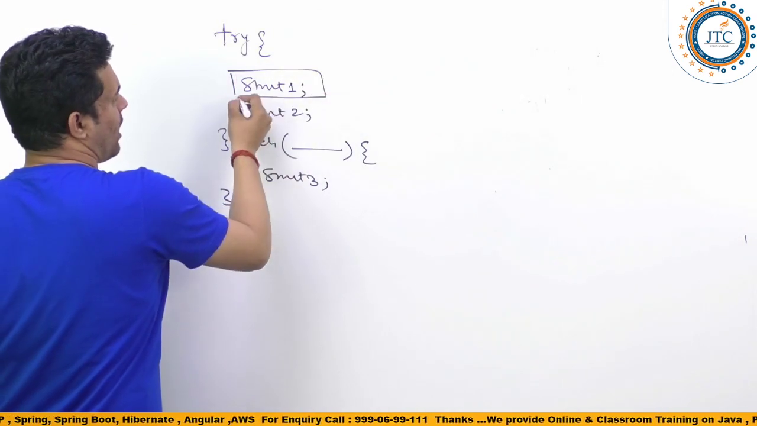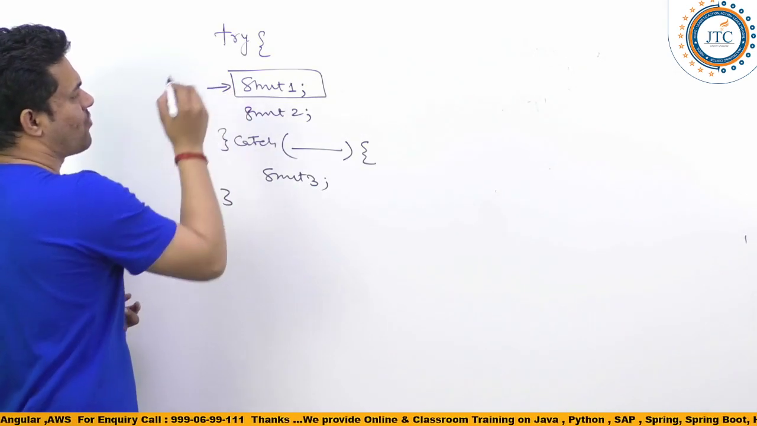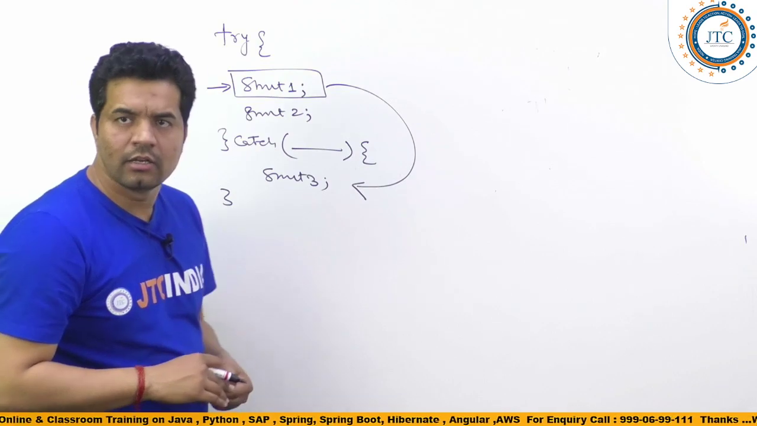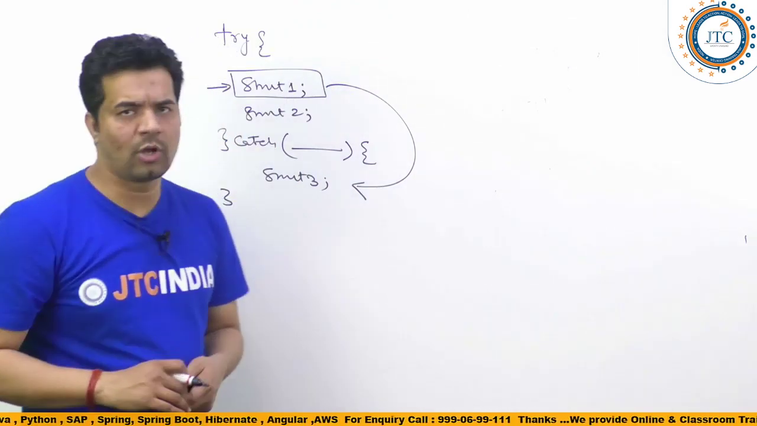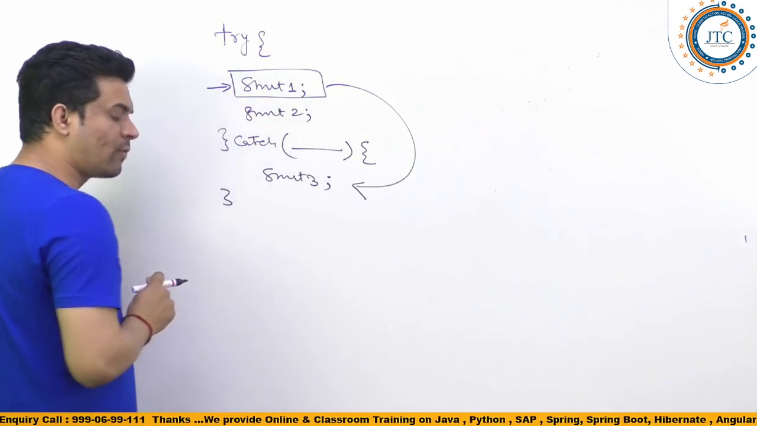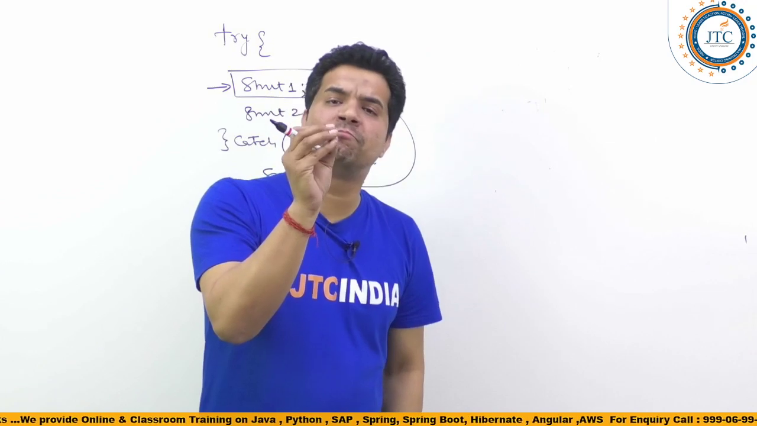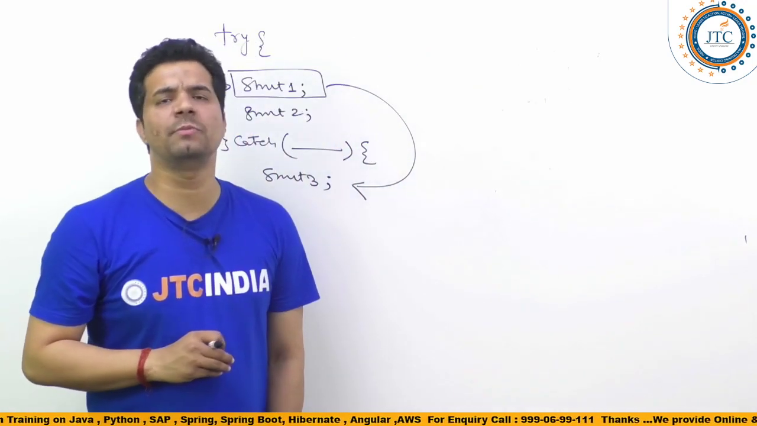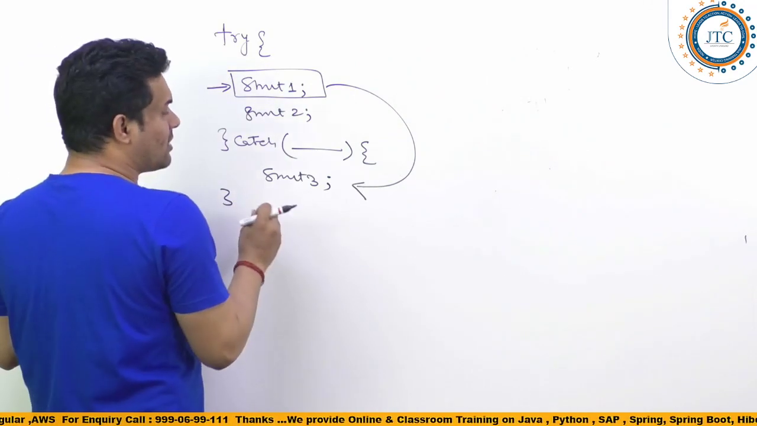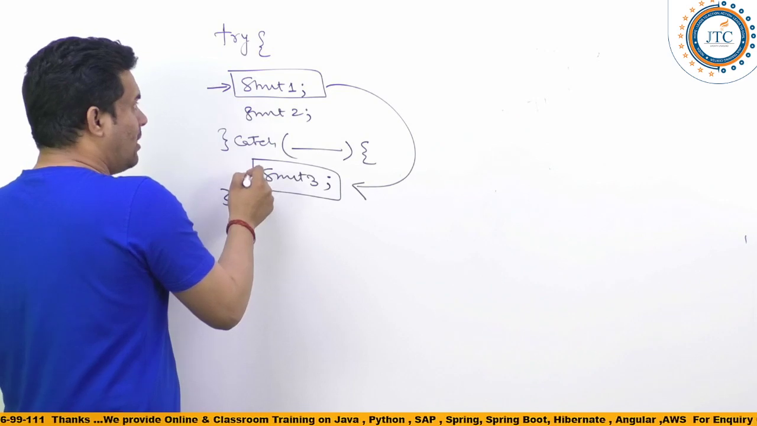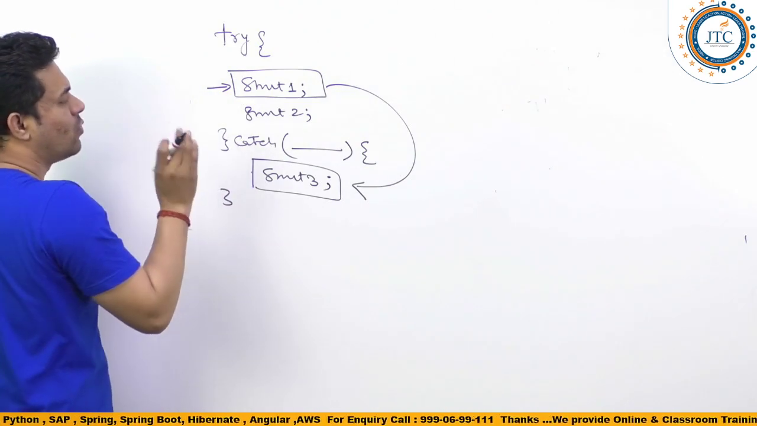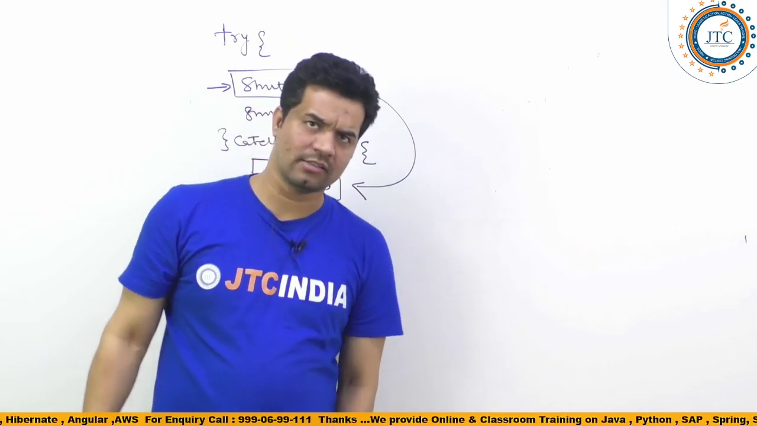If any exception occurred at statement number 3, immediately control will be transferred to the corresponding catch block. Is that okay? But in some scenarios, guys, we want some specific code to be processed. The catch block is processed only when an exception occurred; if no exception occurred, the catch block is not going to be processed, right?